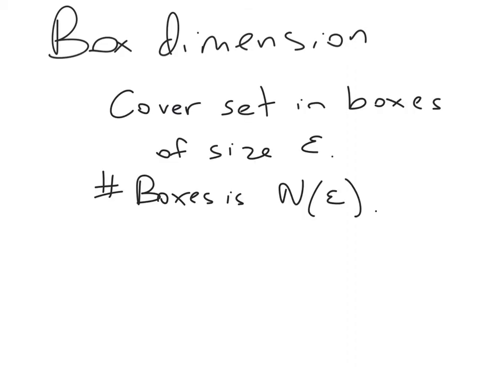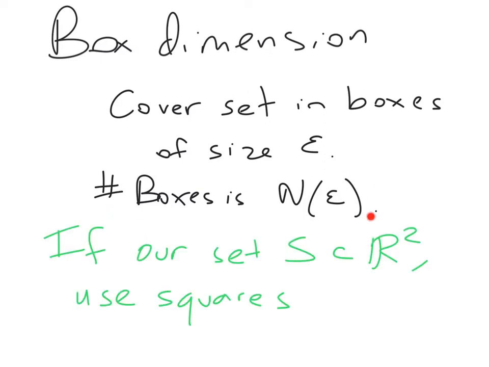For box dimension, we're going to cover our particular set in boxes that are of size epsilon, and the number of boxes that we need is N of epsilon. What do I mean by box? Well, if our set S is a subset of the plane R squared, then use boxes that are squares. And if it's a subset of 3-space, then use boxes that are cubes.